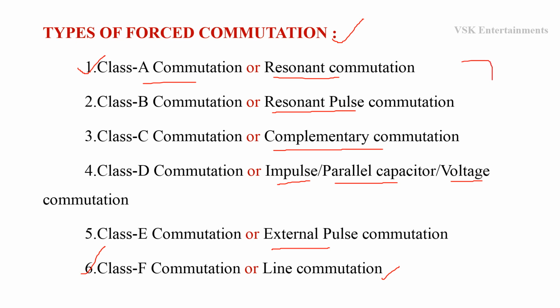Here from class A to class E we are using DC input, and for class F commutation we are going to use AC input. These are the types of forced commutations. This is about the concept and types of commutations. In the next tutorial, we are going to discuss each and every type of forced commutation.